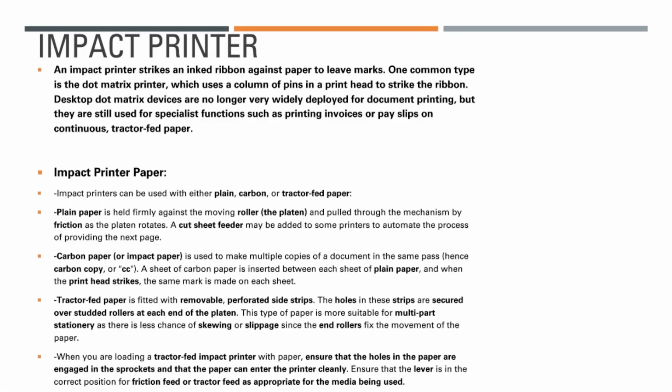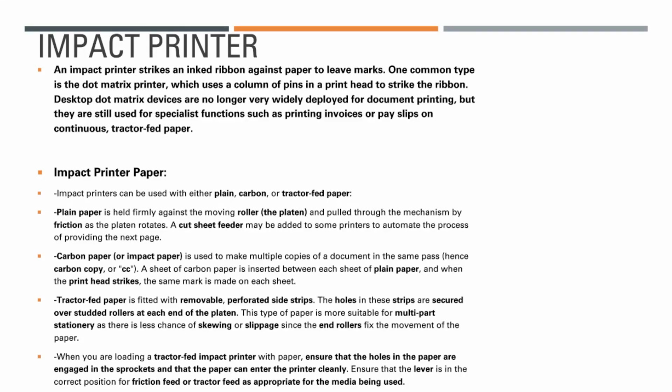Impact printer. An impact printer strikes an inked ribbon against paper to leave marks. One common type is the dot matrix printer, which uses a column of pins in a printhead to strike the ribbon. Desktop dot matrix devices are no longer very widely deployed for document printing, but they are still used for specialist functions such as printing invoices or payslips on continuous tractor-fed paper.